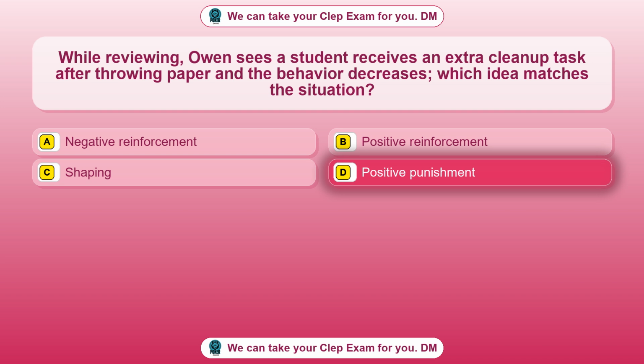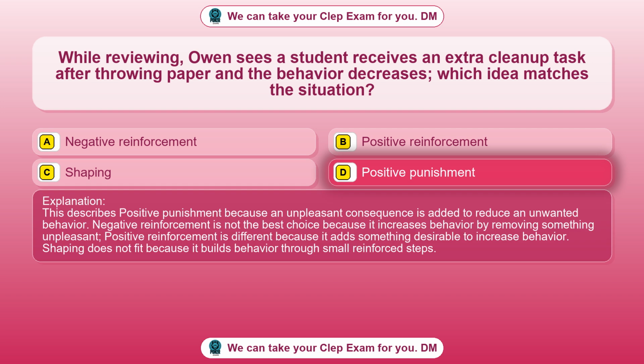Positive punishment. This describes positive punishment because an unpleasant consequence is added to reduce an unwanted behavior. Negative reinforcement is not the best choice because it increases behavior by removing something unpleasant. Positive reinforcement is different because it adds something desirable to increase behavior. Shaping does not fit because it builds behavior through small reinforced steps.